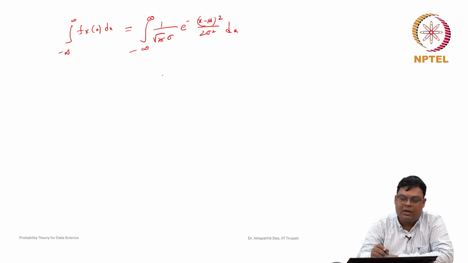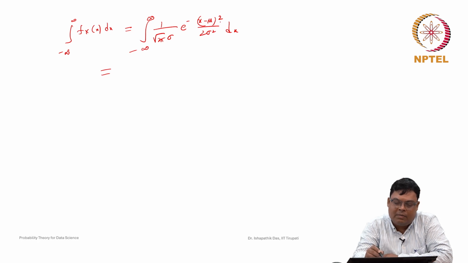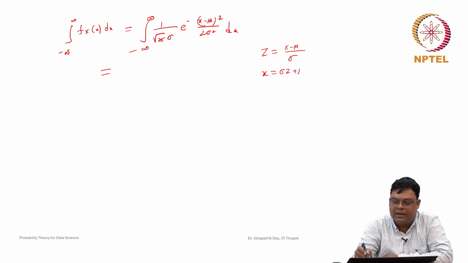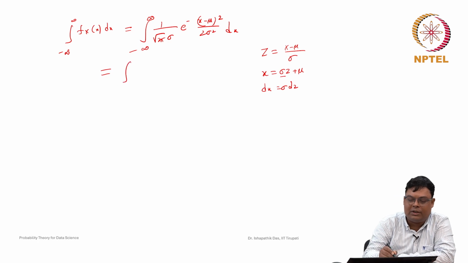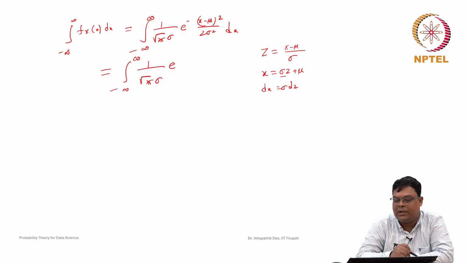Now, how will we do this integration? We will use some properties of the gamma function also. First, we will take a transformation: let z be equal to (x minus mu) by sigma. Then x can be written as sigma z plus mu, so dx is equal to sigma dz, and the limits do not change, because when x goes to minus infinity, z also goes to minus infinity, and when x goes to plus infinity, z also goes to plus infinity. So, this is the integral from minus infinity to plus infinity of 1 by root 2 pi sigma e to the power of minus ((x minus mu) by sigma) square.